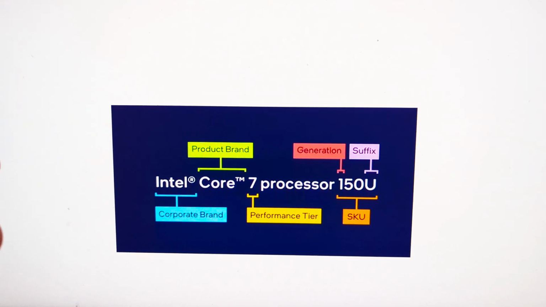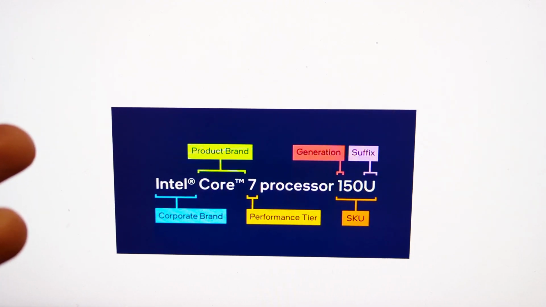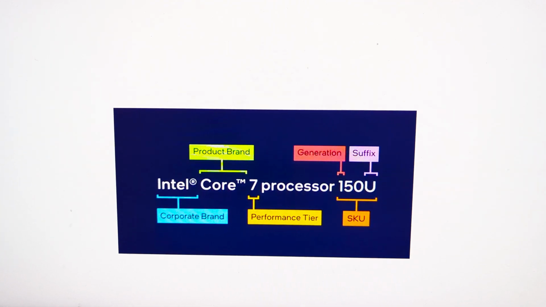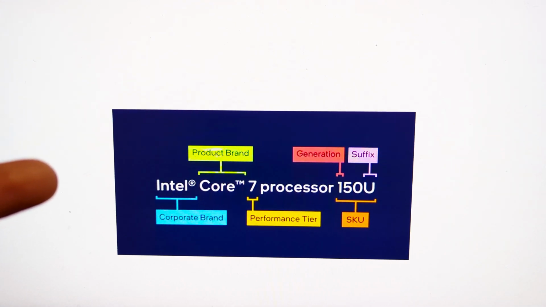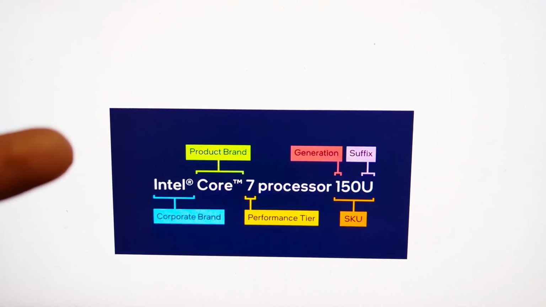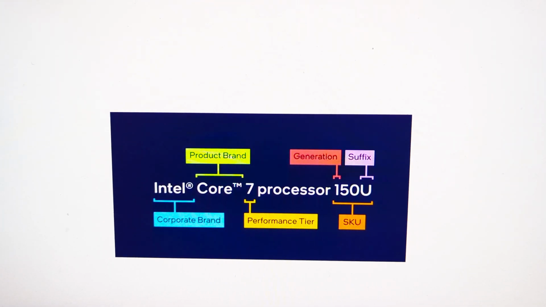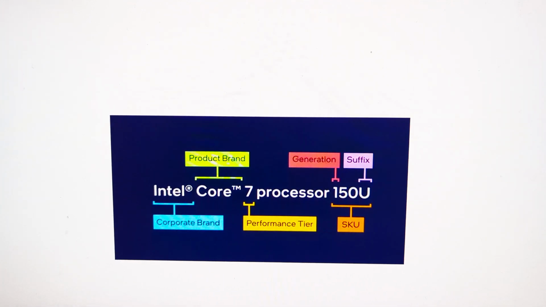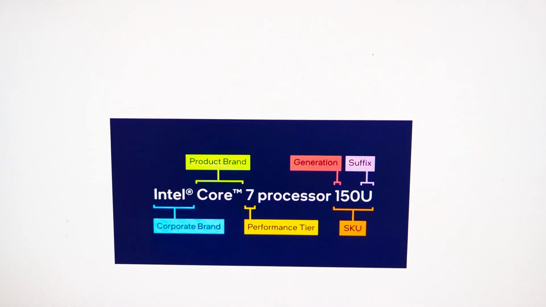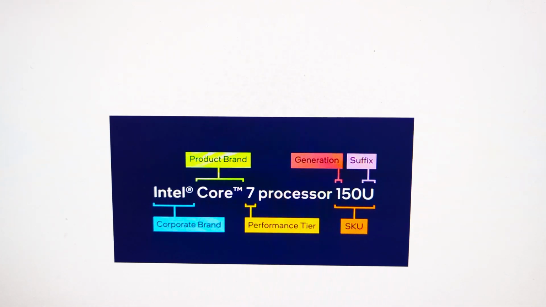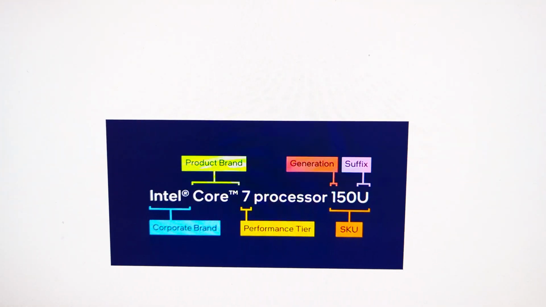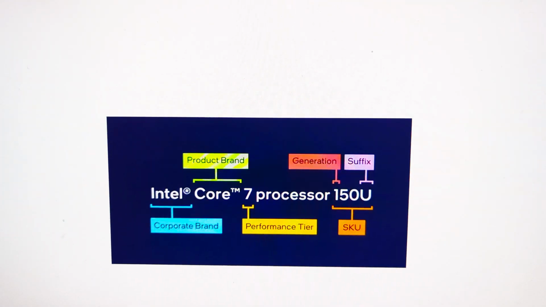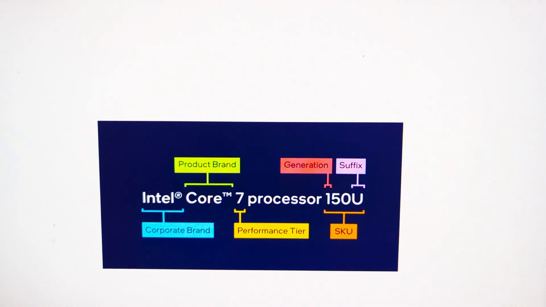So this is the corporation brand, this is the product brand, the Core, and this is the performance tier. It can be 3, 5, 7, or 9. And this is the generation. It can be from second generation up to 14th or 15th generation. And the U is the suffix. It can be U, HX, F, H, or any other type of suffix.